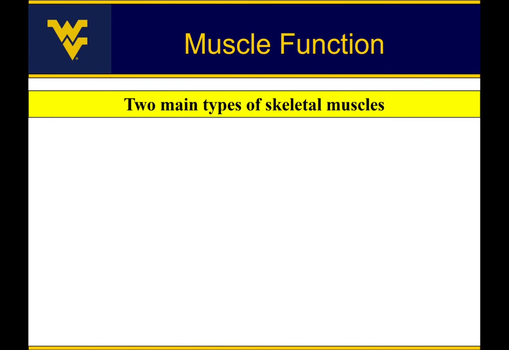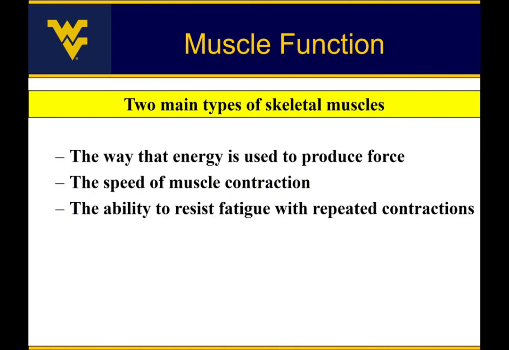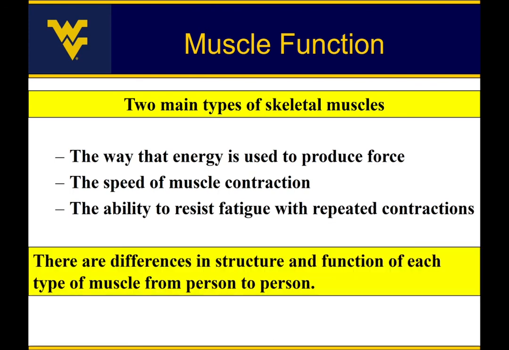There are two main types of skeletal muscles in the body, and they differ in three specific ways. First, the way that energy is utilized to produce the forceful contraction. Two, the speed at which the muscle contraction occurs, and three, the ability to resist fatigue with repeated contractions. When we look from person to person, there are differences in the structure and function of each type of skeletal muscle.